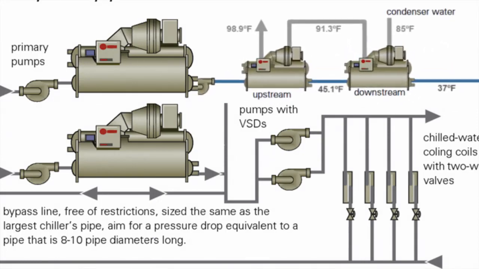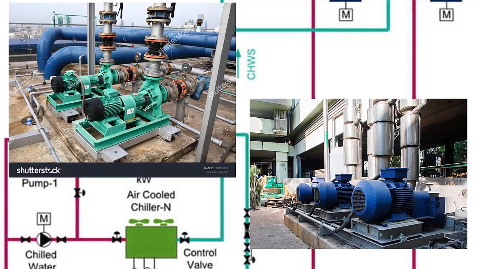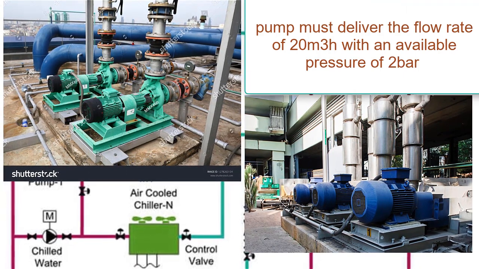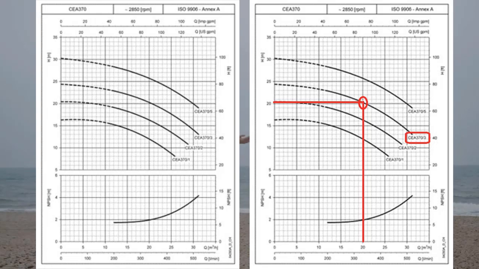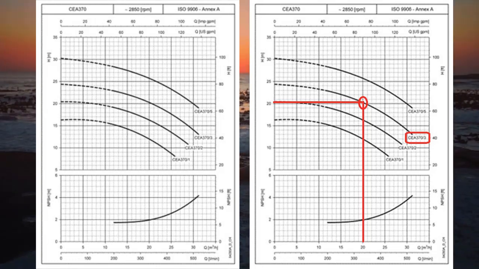If the pump is integral to the chiller, this pump must deliver the flow rate of 20 m³/h with an available pressure of 2 bar, after allowing for the pressure drops within the chiller. It is preferable to select a pump with the above performance mid-curve. In the sample pump curve attached, you can see the Lowara CEA 370/3 is perfect for this design criteria.